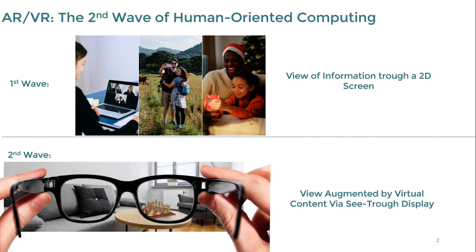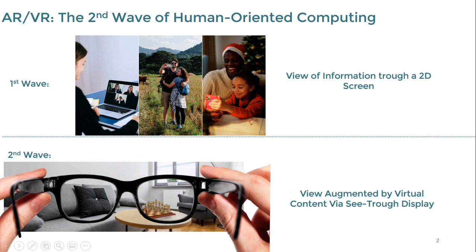Augmented reality and virtual reality glasses, we believe, will be the next big wave of human-oriented compute. Those devices can mix virtual content with the real world freely. So augmented reality glasses can do the same that cell phones can do today with much less friction. Augmented reality glasses can augment our reality with virtual content via a see-through display, such as the virtual chess that you can see over there.